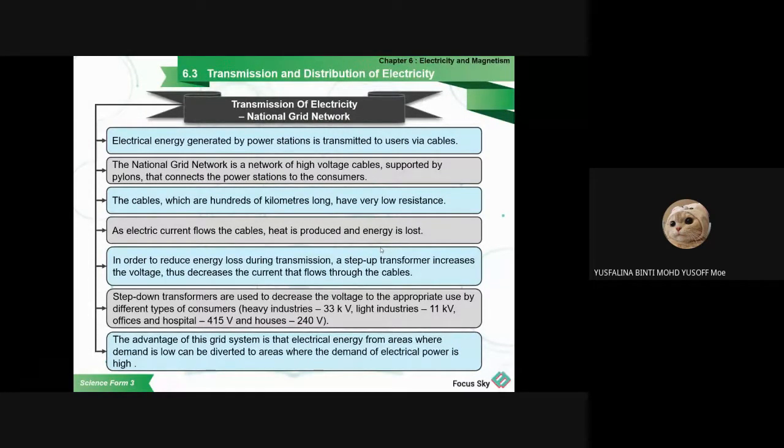Also, say at one place, say at Kepong, they have an electrical problem there. They only need to shut down the area of Kepong, so there is no need to shut down the whole country. So that is also the advantage of the national grid network, right?